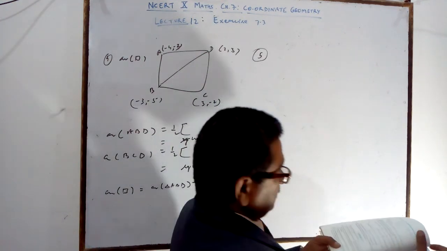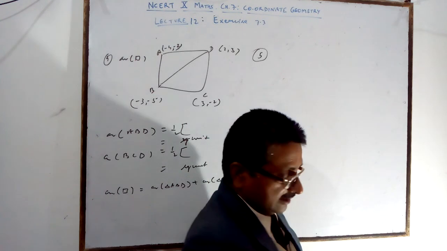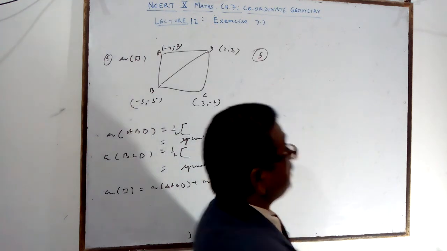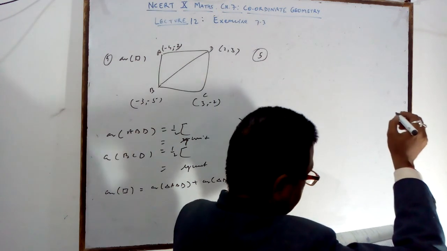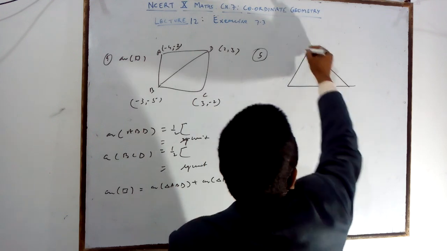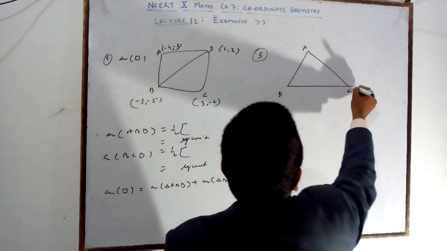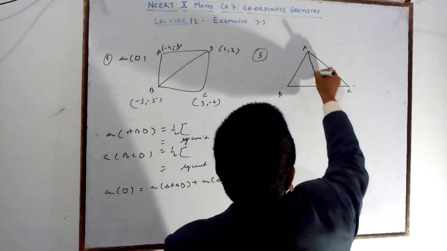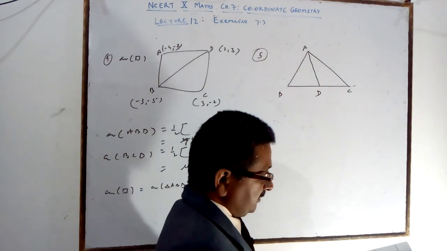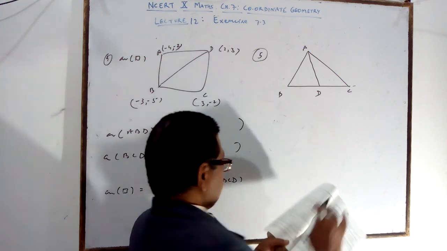Question number 5 is given, the last question of this exercise. You have studied this in class 10th, chapter 9 example: the median of a triangle divides it into two triangles of equal areas. So verify this relation for a triangle ABC. We know from the triangle chapter that a median divides the triangle into two triangles of equal area. AD is the median. It is given. Verify this result for triangle ABC.